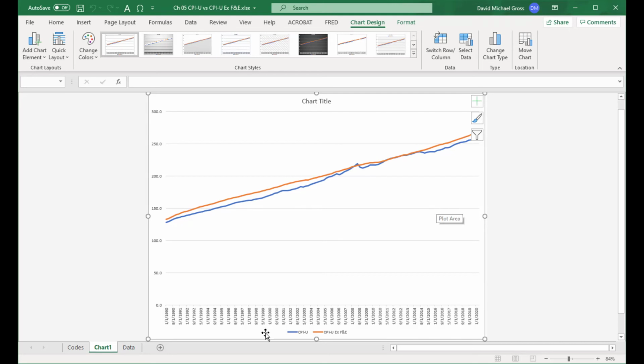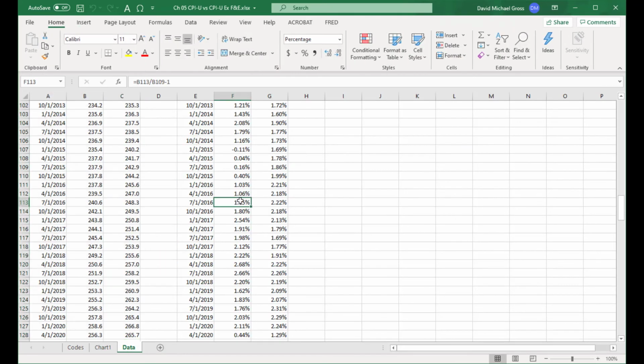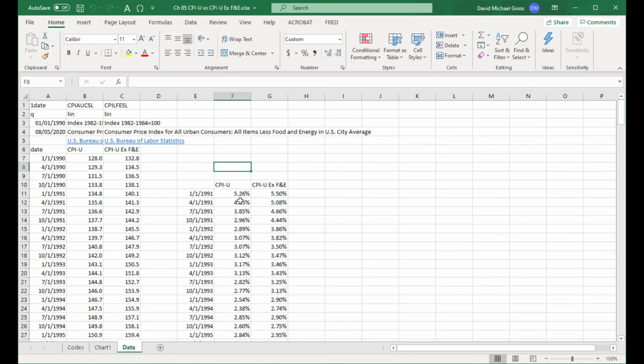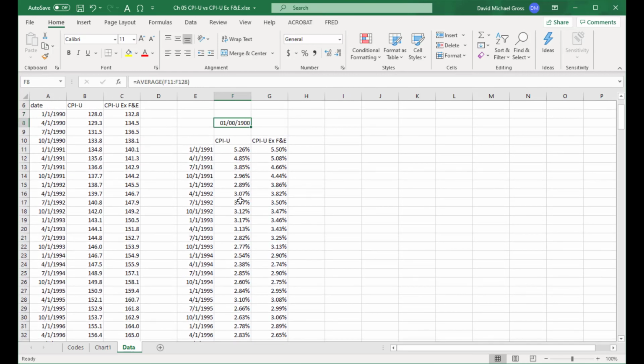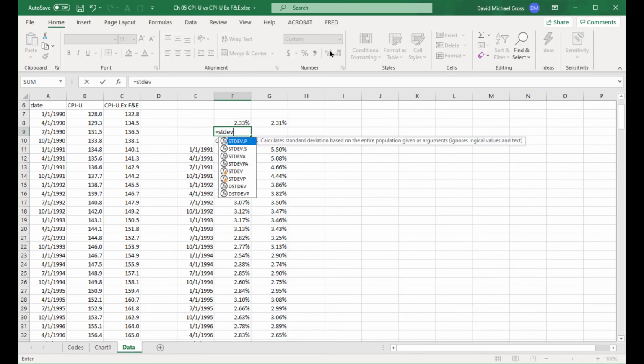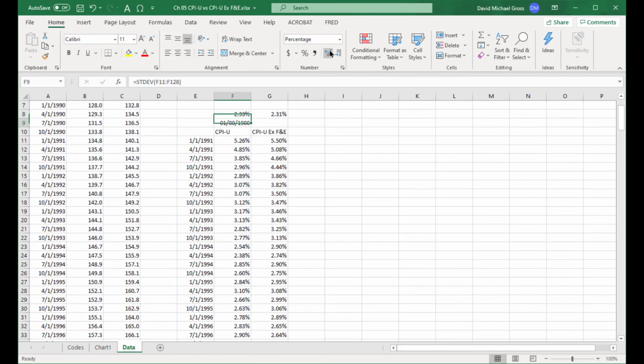Okay, so let's take a quick look at my data, and I can compute the average, and I can see again, changing that to 2.33%, and here I can see the average was 2.31%. So they're pretty much the same in terms of the average. Let's look at the standard deviation, STDEV. Let's see how volatile these are. And again, changing this to percent. Okay, so that's the number here.